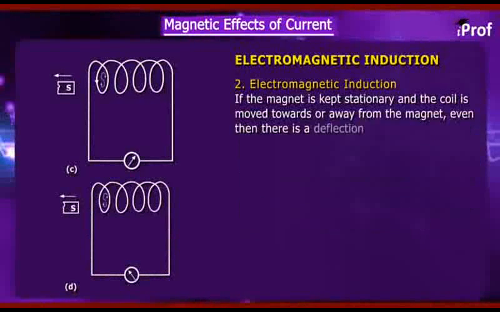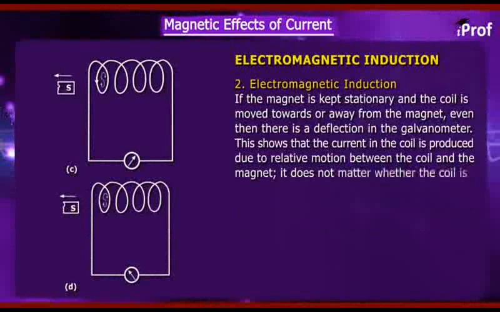If the magnet is kept stationary and the coil is moved towards or away from the magnet, even then there is a deflection in the galvanometer. This shows that the current in the coil is produced due to relative motion between the coil and the magnet. It does not matter whether the coil is moving or the magnet is moving.